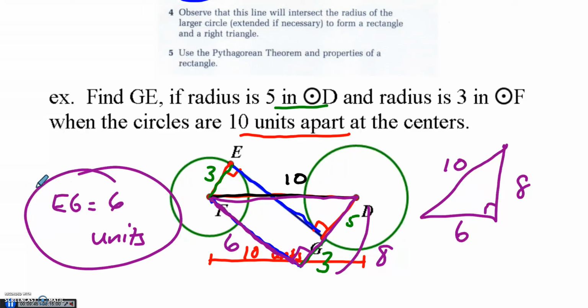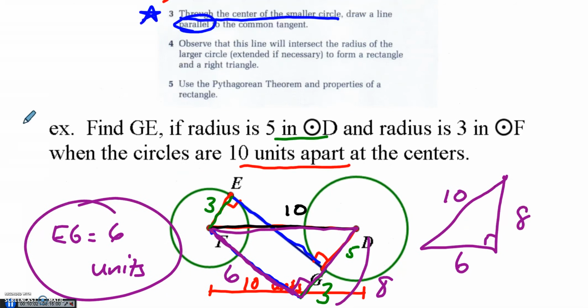And feel free, if you want to pause the video and you want to try this problem again and hear me talk about it again, you're more than welcome to do so. But let me reiterate if you still need it. So the first thing I did was I connected the centers. I drew my radii to the points of contact. I then followed step 3, and through the center of my smaller circle, I drew a line that was parallel to the common tangent that was already there.